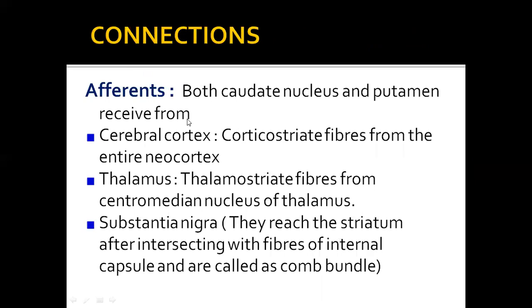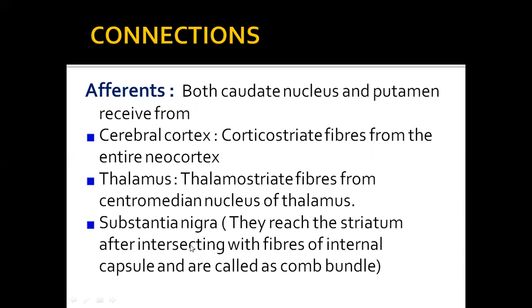Now coming to the connections, both the caudate nucleus and putamen receive afferents from the cerebral cortex, corticostriate fibers from the entire neocortex, and thalamostriate fibers from the centromedian nucleus of the thalamus.